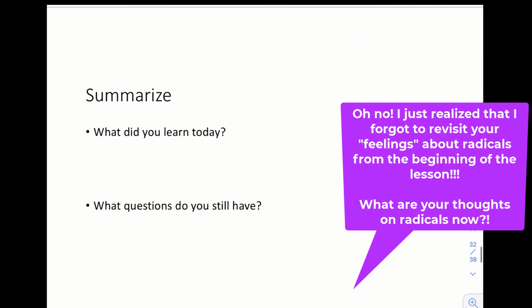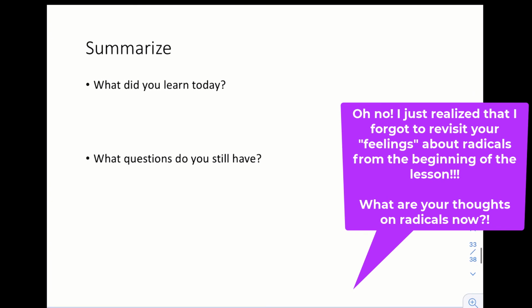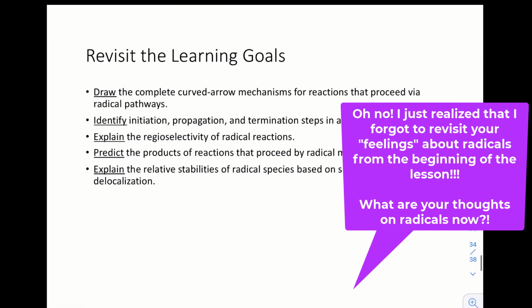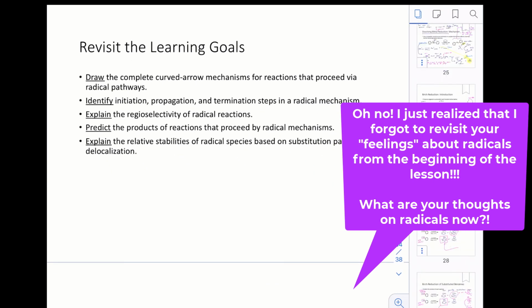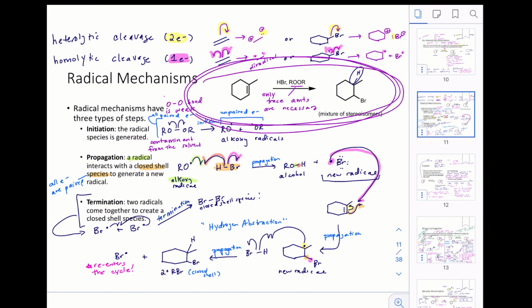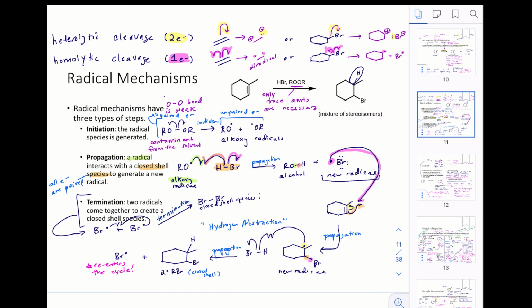Cool. All right. Now, summarize. What have you learned today? What questions do you have? Please let me know. Revisit your learning goals. We should be able to draw the complete curved arrow mechanisms for reactions that proceed via radical pathways. We have learned a couple of those reactions. We've learned how alkenes are converted to the anti-Markovnikov alkyl halide, so radical hydrohalogenation.